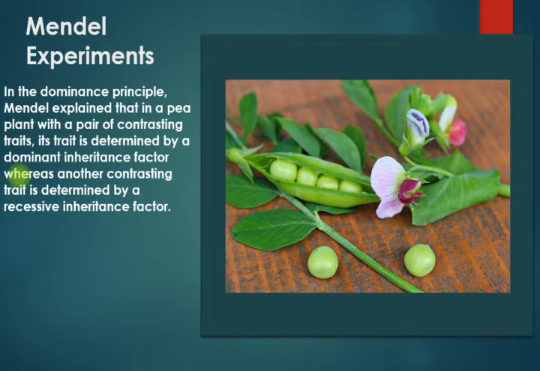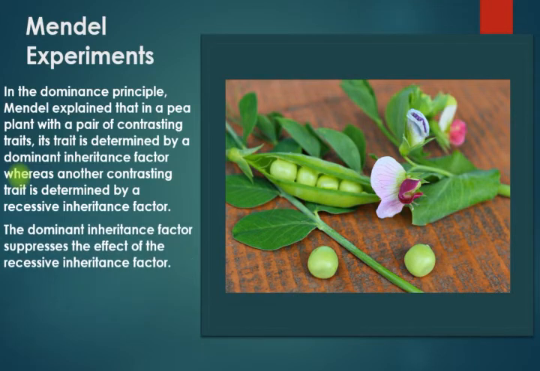That is explained by Mendel. I hope you can understand. The dominant inheritance factor suppresses the effect of the recessive inheritance factor. So when there is a dominant factor, it will cover the effect of the recessive, and the recessive will not show its trait.